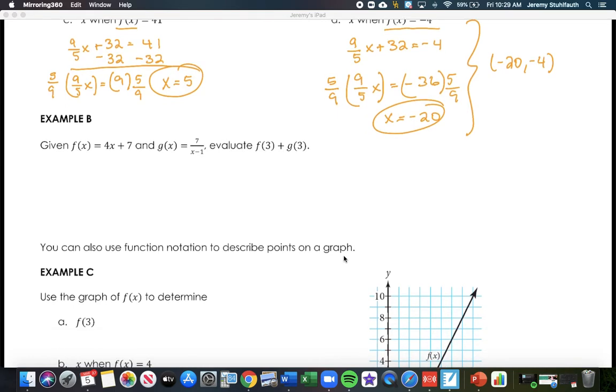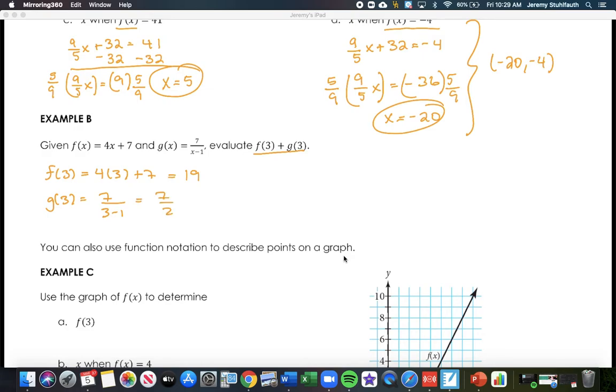The next example says, given f(x) = 4x + 7 and g(x) = 7/(x − 1), find f(3) + g(3). In order to do this, we need to know what f(3) is, and then we need to find g(3). So f(3) represents 4 times 3 plus 7, which is 12 plus 7, which is 19. And g(3) is equal to 7 divided by 3 minus 1, which is 7 over 2.